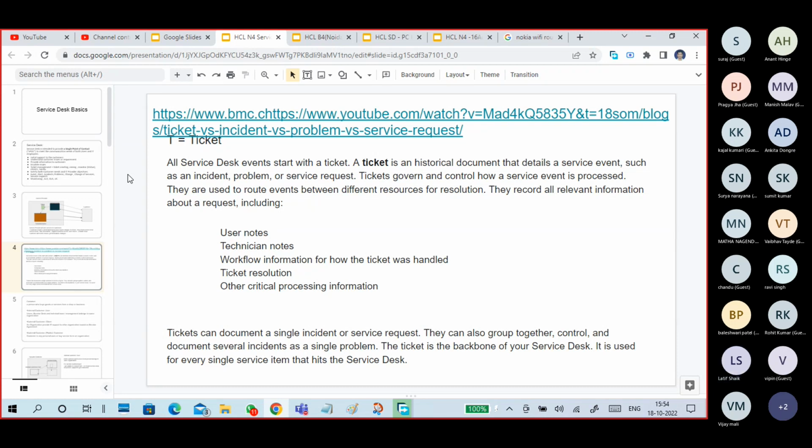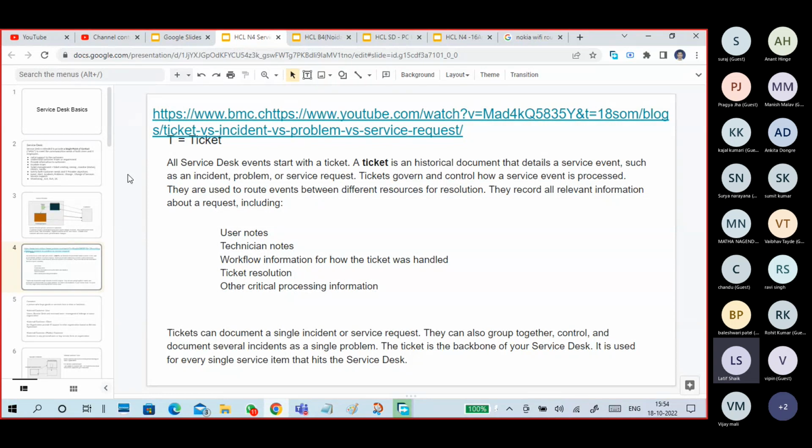Tickets govern and control how service events are processed. They are used to route events between different resources of the solution, and to record all event information about a request, including user notes, technician notes, workflow information for how the ticket was handled, ticket resolution, and other critical processing. The last line is very important.